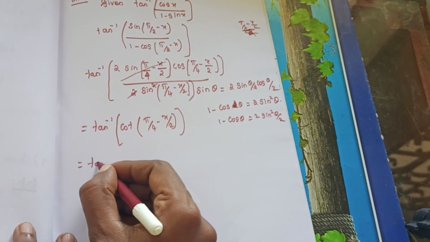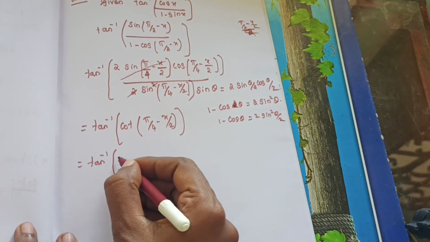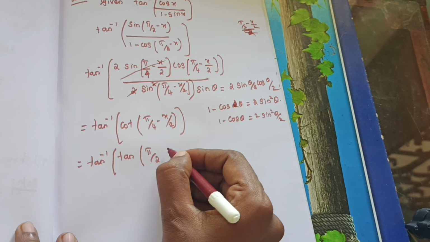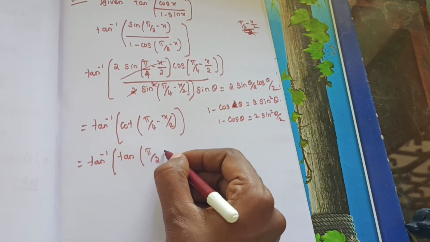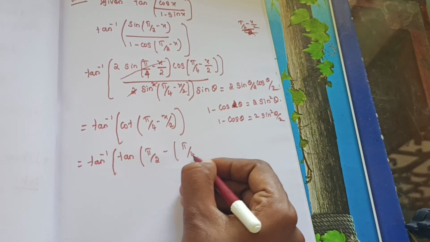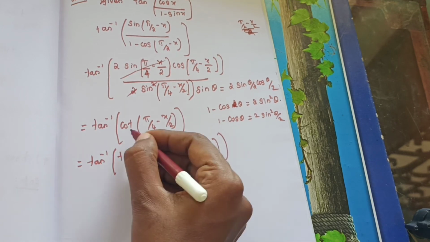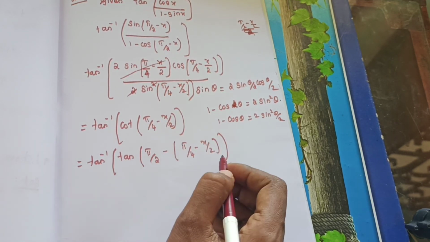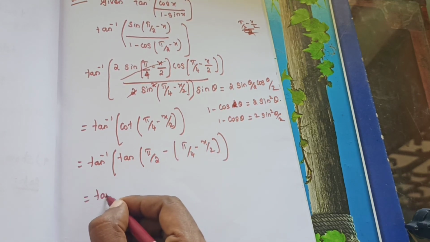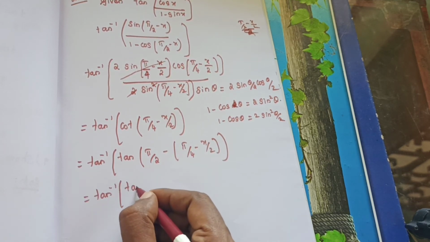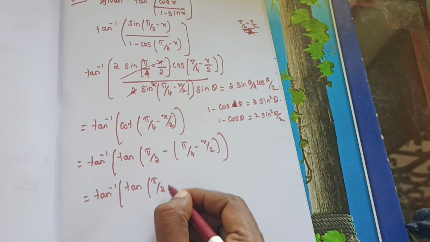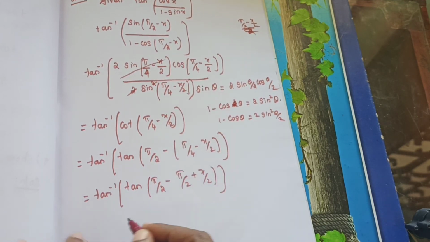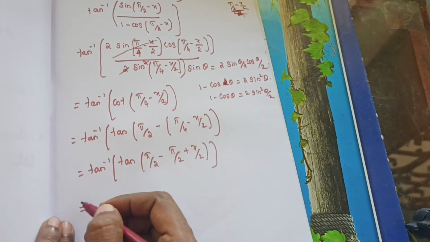So cos by sin is cot. So same as that, tan inverse of cot can be written as tan of 90 minus theta. Correct? Tan of 90 minus theta is cot theta. So pi by 2 minus pi by 4 minus x by 2. Cot can be written as tan of 90 minus theta. So that's equal to tan inverse of tan. Now bring this inside, x by 2.